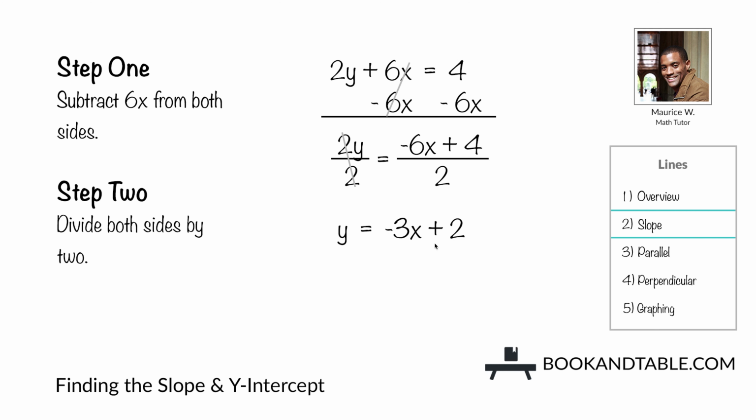So now that we have it in slope-intercept form, we know that the slope is the coefficient of our x term, which is negative 3. So m is equal to negative 3. And the y-intercept is the constant beside our x term. So it's positive 2. So that is how you would find the slope and y-intercept of a line if the equation were given in standard form.